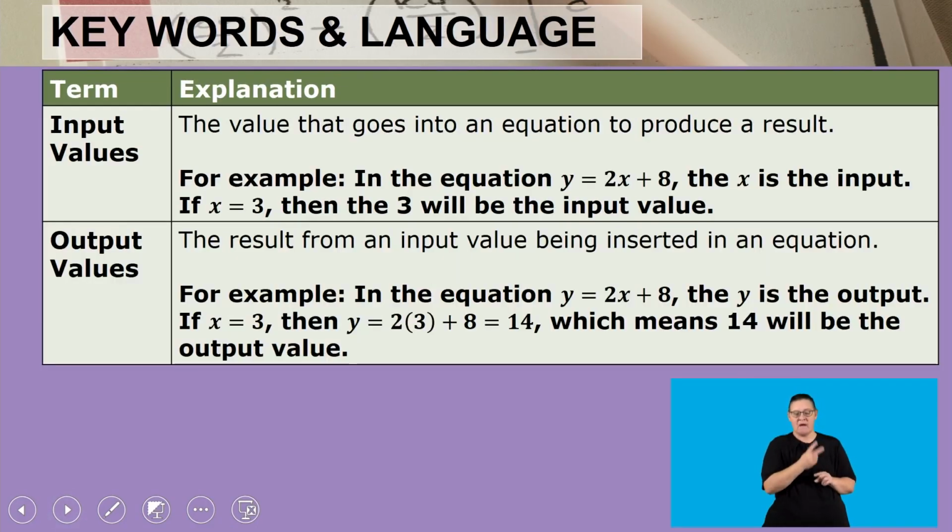Next, we have our input values. That is the value that goes into an equation to produce a result. So, for example, in the equation y is equals to 2x plus 8, the x is the input. If x is equals to 3, then the 3 will be the input value. And then when we look at the output values, the result from an input value being inserted in an equation. So for example, in the equation y is equals to 2x plus 8, the y is the output. So if x is equals to 3, then when we substitute that x, we will have y is equals to 2 multiplied by 3 plus 8 is equals to 14, which means 14 will be the output value, which is the result that we get from inserting that input value.